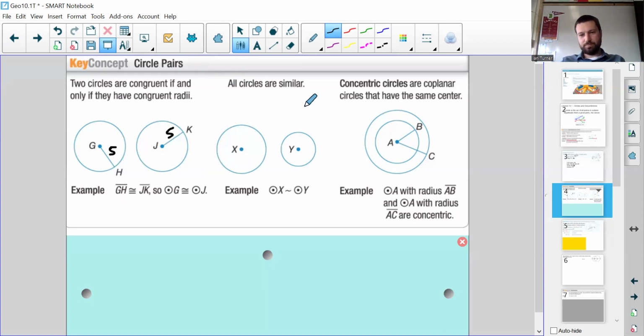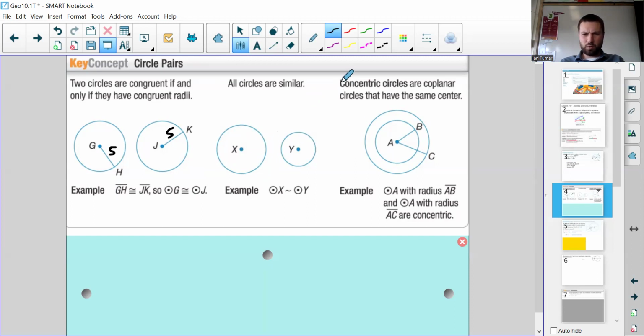The second one is also really nice. All circles are similar. Every single circle is similar, right? What does similar mean again? Yeah, that's right. It means that it's the same shape, different size. Circles have to be the same shape. A circle is a circle is a circle. They've got to be the same shape, but they could be different sizes, smaller or bigger. Remember, blow them up, shrink them down, but all circles are similar.